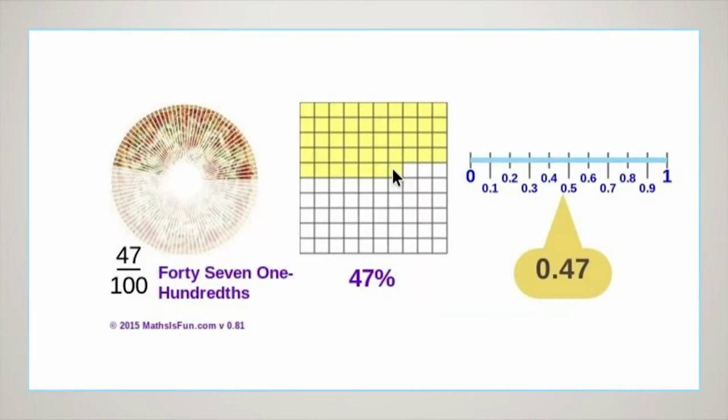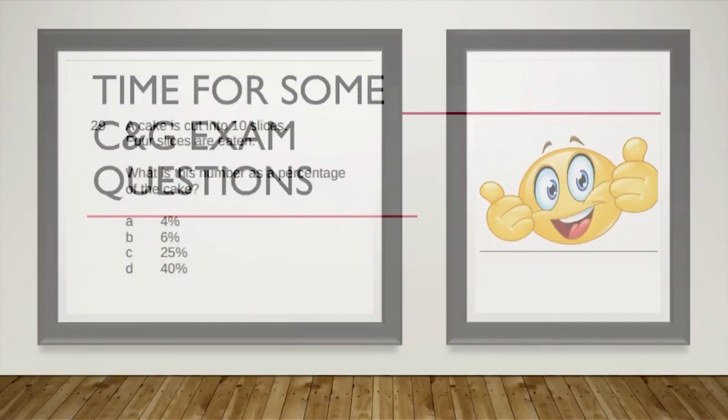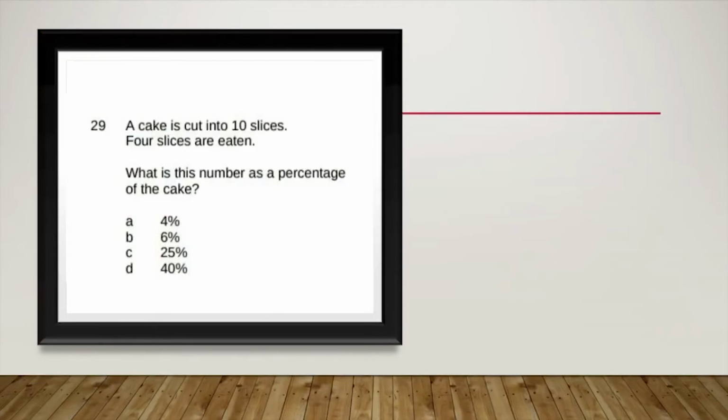And if you were to look on your number line again, you would have divided your number line from 0 to 1 into 100 parts, and you would have been at the 47/100th part of it. All right. So you can simplify as you go along with other fractions. Let's move on to some exam questions.